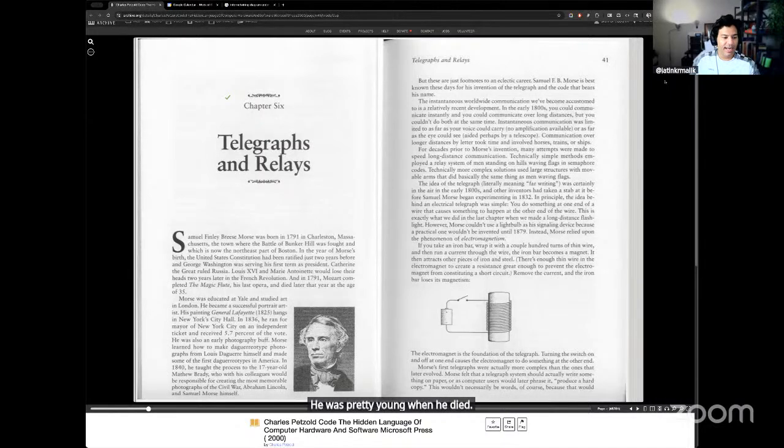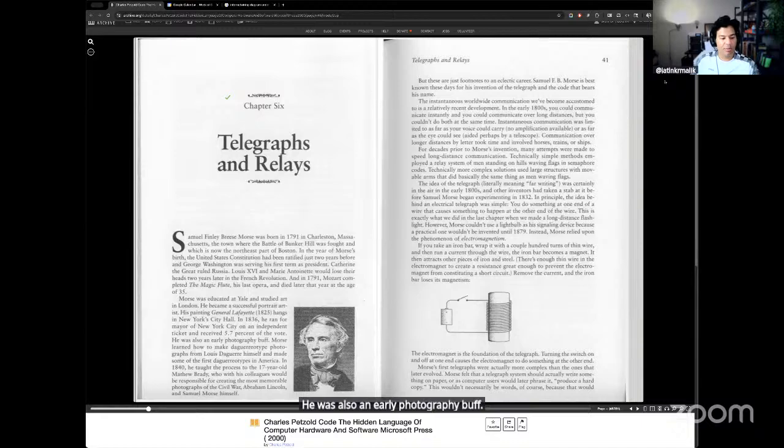Morse was educated at Yale and studied art in London. He became a successful portrait artist. His painting General Lafayette hangs in the New York City Hall. In 1836, he ran for mayor of New York City on an independent ticket and received 5.7% of the vote. He was also an early photography buff.